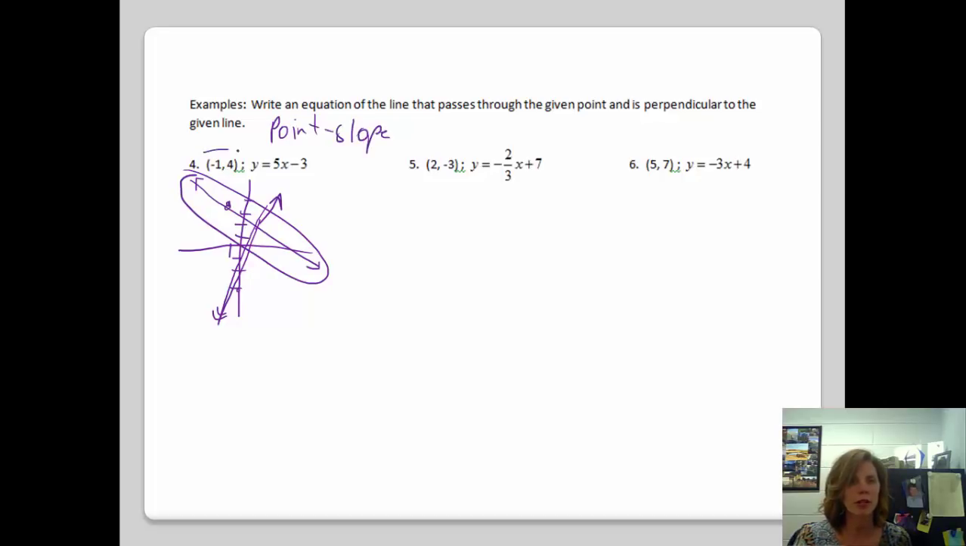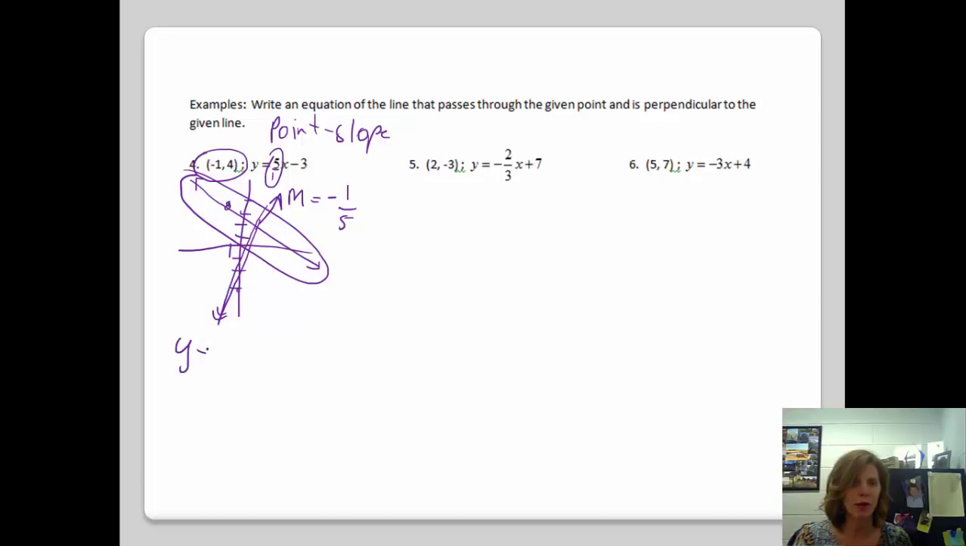I definitely have a point, so I'm good to go there. My slope now is right here, and I'm going to leave it as 5 over 1. So if I'm going to do perpendicular, my slope has to be the opposite, so instead of positive, it's going to be negative, and the reciprocal of 5 over 1 is going to be 1 over 5. Okay, now I'm ready to go here.